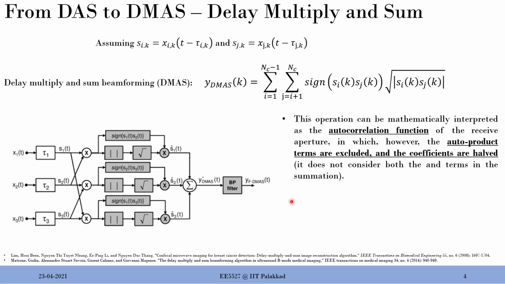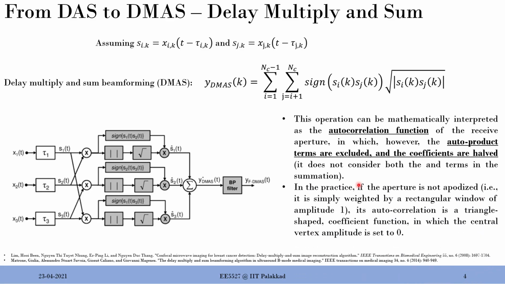But in this case, we are discarding the autocorrelation term, as well as the repetitive terms. Like x1, x2 is done only once, because x1, x2 is the same as x2 into x1. It's a multiplication, right? So we are not going to calculate x2 into x1 again, because x1 into x2 is already done. So that's what exactly it means. It is an autocorrelation function, but you are removing the auto product terms, and the coefficients are halved. Okay, so that's the major interpretation, a very important interpretation.